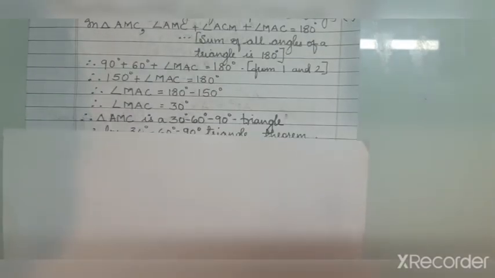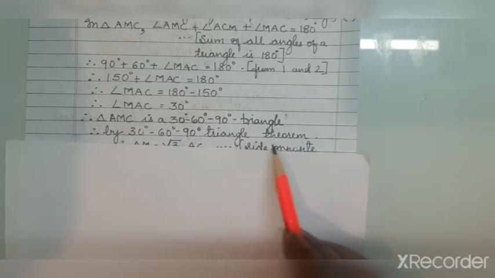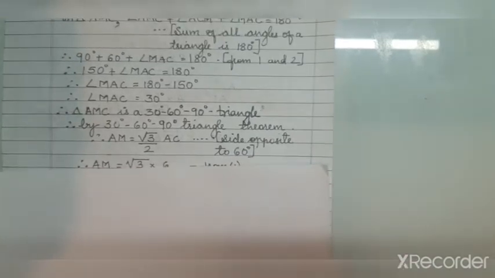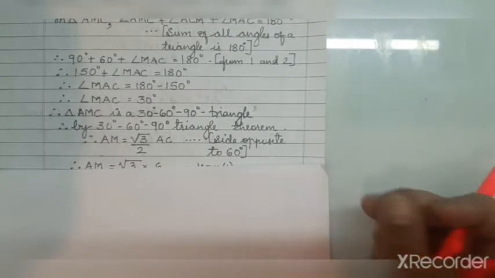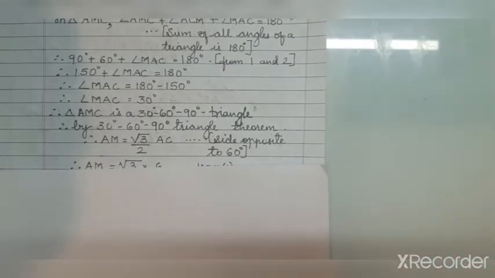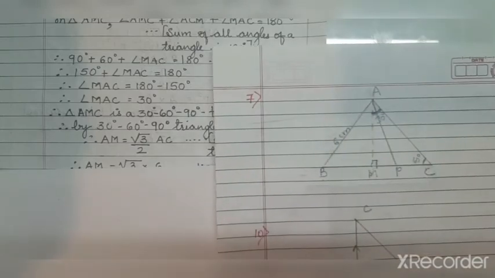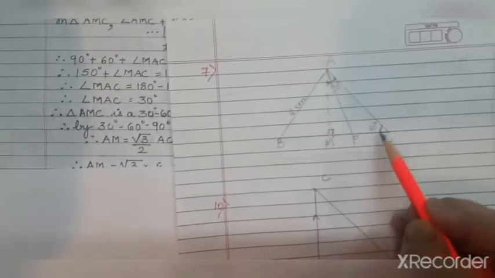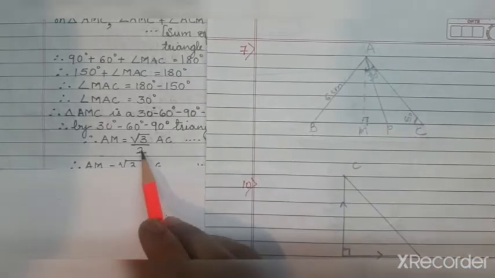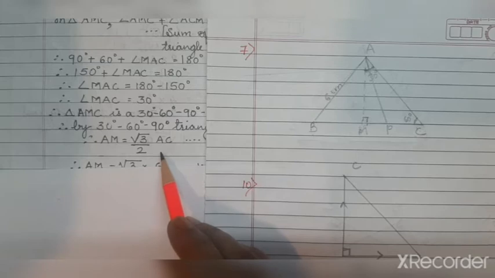Okay. So this is how we have written by the theorem of 30-60-90 degree triangle. We can write that AM is equal to root 3 upon 2 the hypotenuse. Now the side opposite to 60 degree is root 3 upon 2 the hypotenuse, and the side opposite to 30 degree is half the hypotenuse. So we will see in the figure the side opposite to 60 is AM. So AM is equal to root 3 upon 2 hypotenuse.